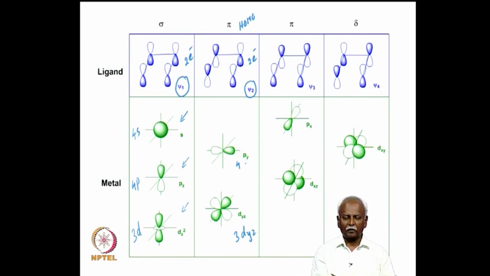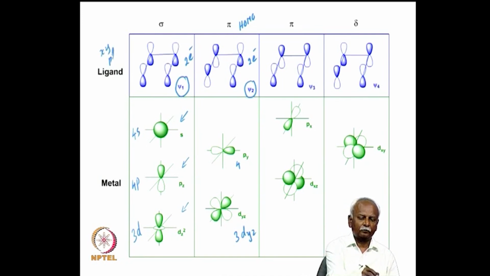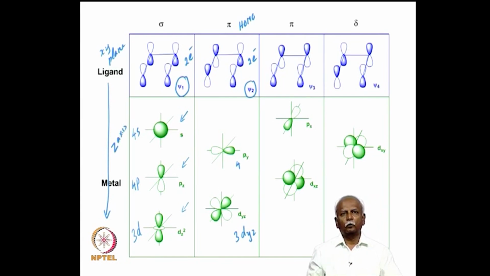Now, that is assuming that the orientation of the metal is along the z axis and the butadiene itself is lying in the xy plane. The ligand is lying in the xy plane and the metal is along the z axis. So, this is your z axis. So, if the metal is lying along the z axis and if the butadiene is lying on the xy plane, then you will have this particular combination.